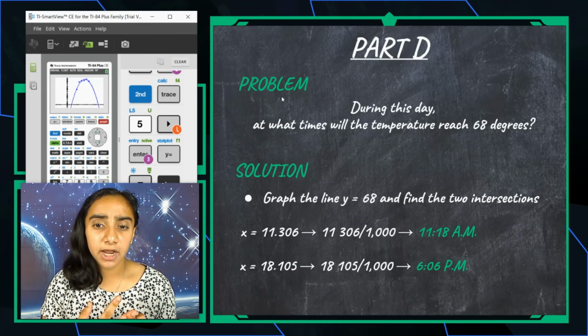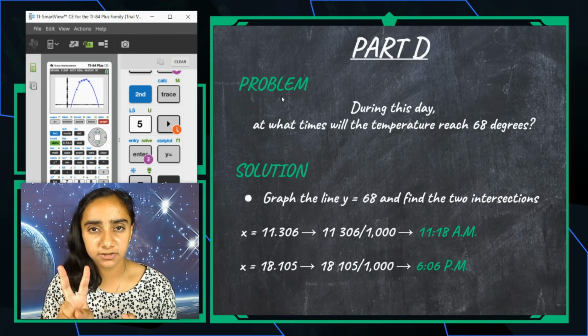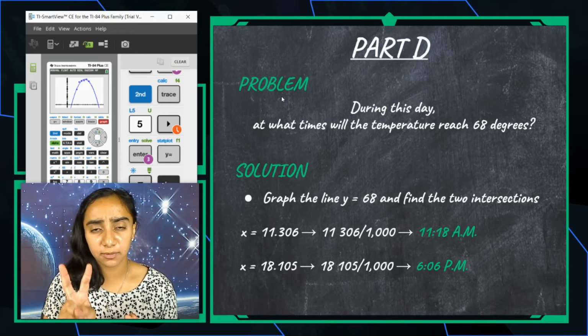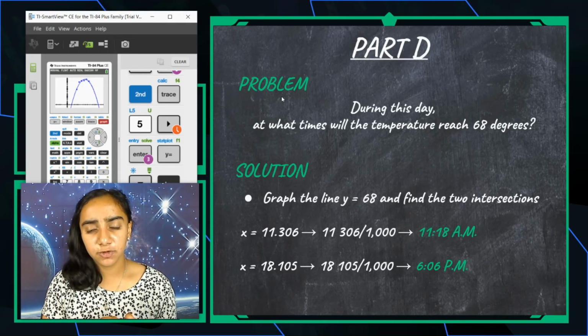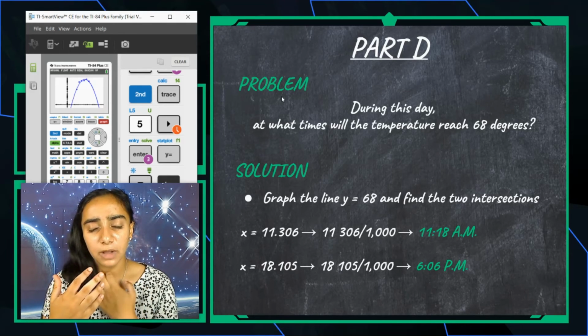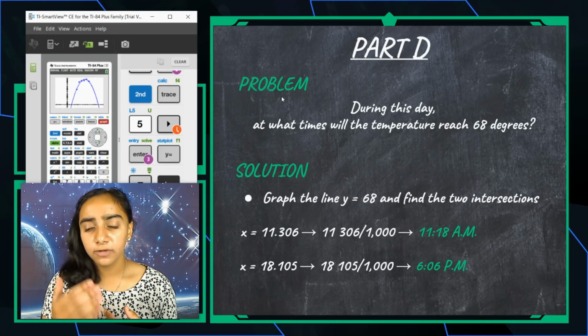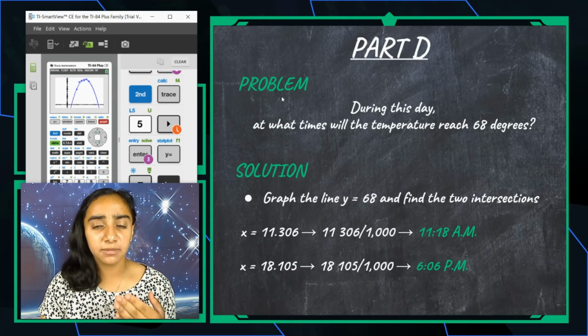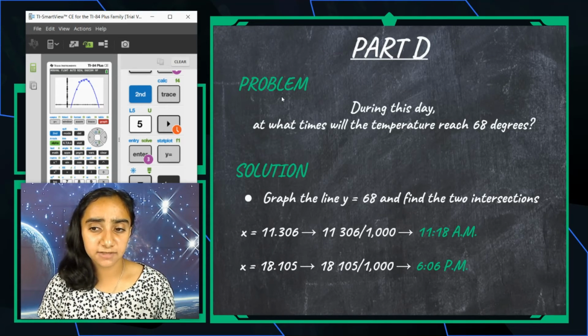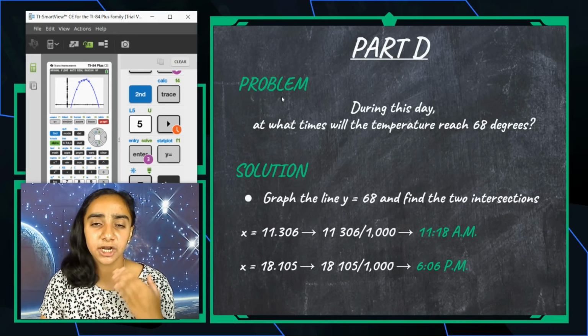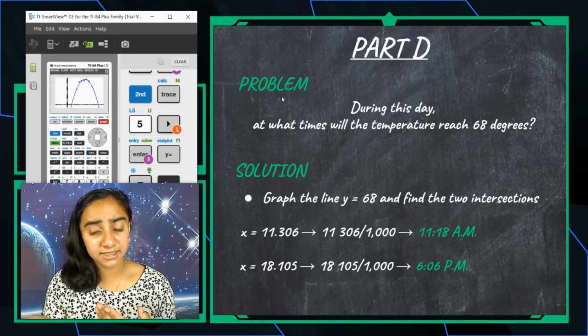It says graph the line y equals 68 and find the two intersections. So I'm already telling you it's going to intersect the parabola twice. So why are we doing this? If you remember something I've taught you before, we've been given a y value and we're trying to make a prediction for the corresponding x value. So we've been given the temperature, trying to make a prediction for the time, and in this case, 2 times during the day.